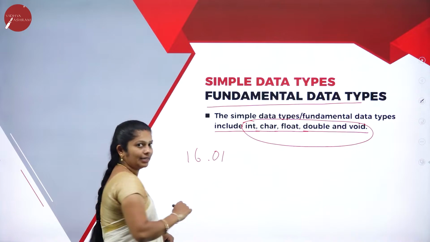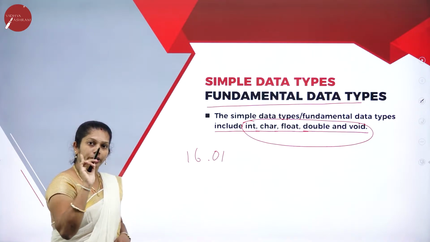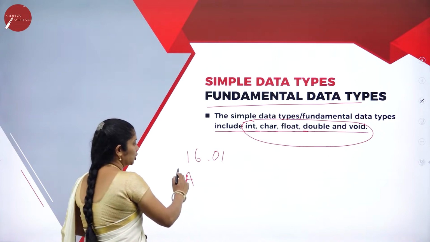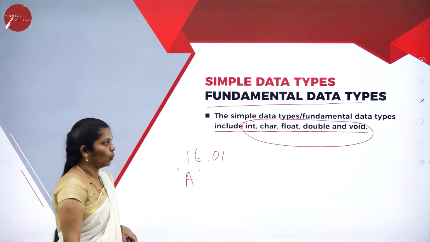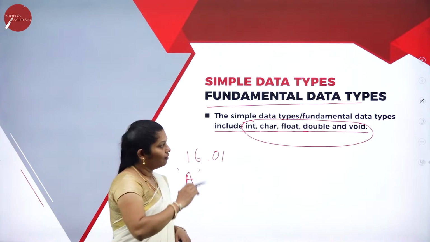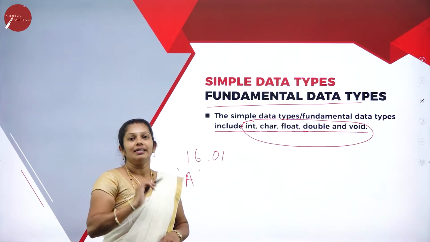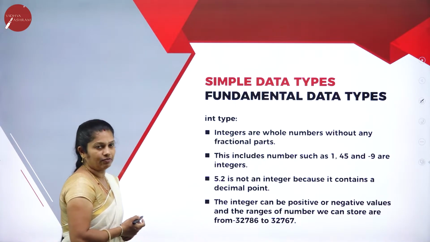But when you come to character, it contains only one character. For example, A, B, any character you can take, and it is opened as well as closed by single quotes. And then double. With that, we have void also. These are the major fundamental data types. Now, one by one we'll discuss.